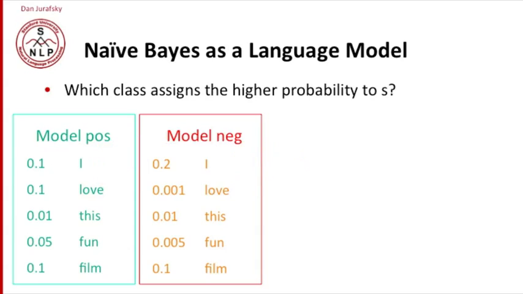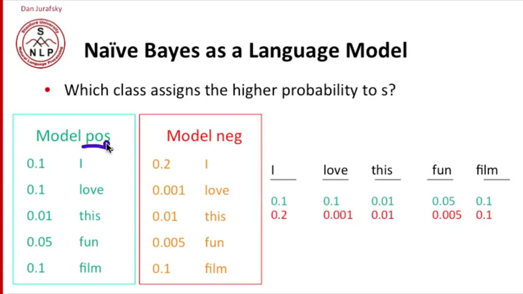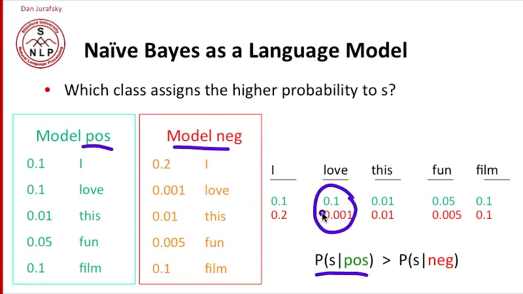And now, if we take a particular sentence, I love this fun film, and we ask what's the probability of this sequence according to our first model, and what's the probability according to our second model? Each one assigns a probability for each word. That's the naive Bayes likelihoods. We can multiply them all together, and you can see from inspection that the positive probabilities multiplied together are going to be, mainly because of this one and this one, much higher than the negative probabilities.